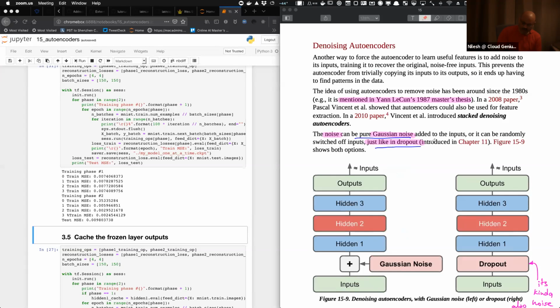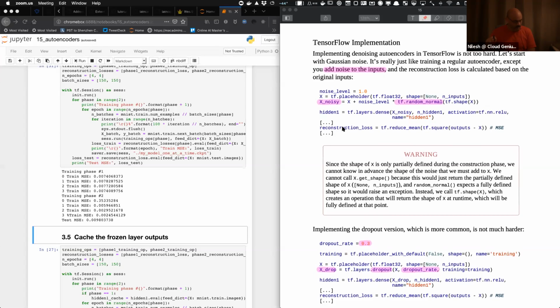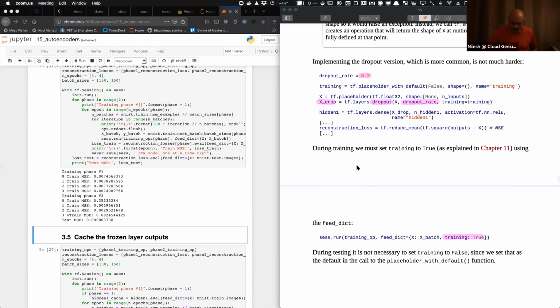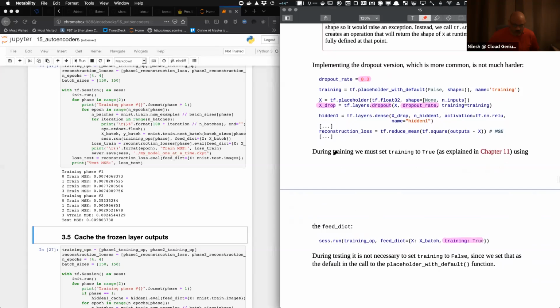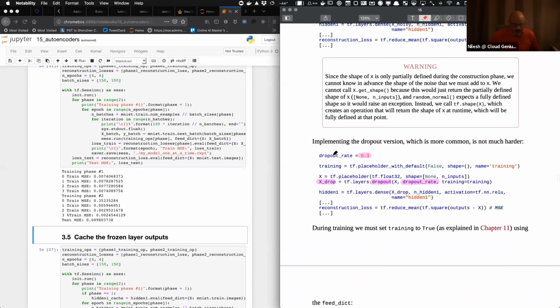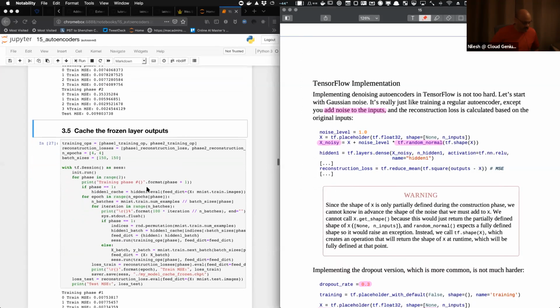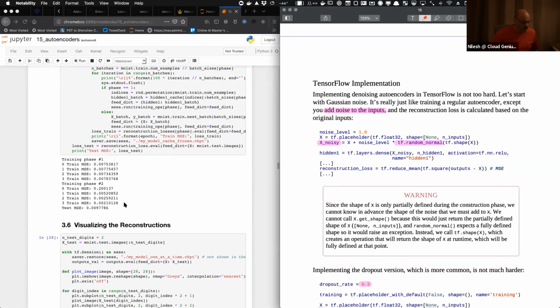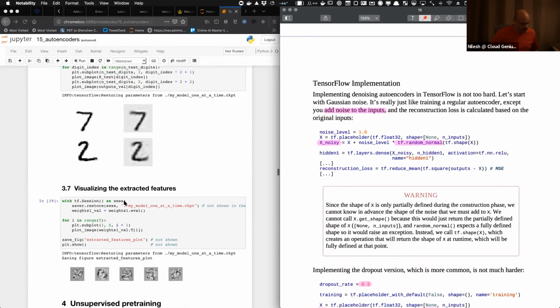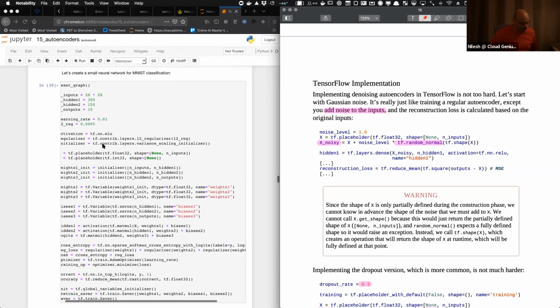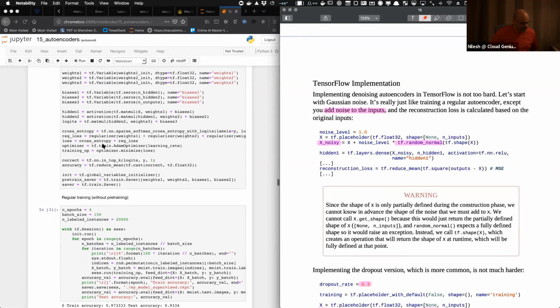So noise can be pure Gaussian noise or dropout. I think we discussed that, so I'll proceed forward. Just don't want to miss concepts. And there is an implementation in TensorFlow. So let's see what the implementation is going to do. We are going to use the dropout version as opposed to the noise version. But where is it implemented? Visualizing extracted features. So this is unsupervised pre-training. Why didn't we run it?